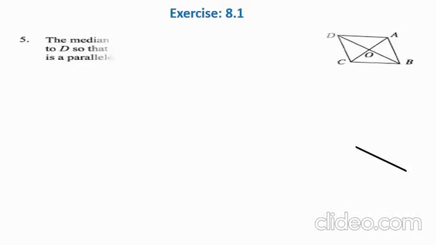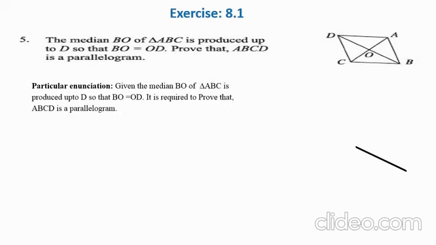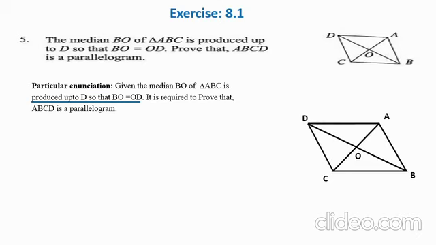Now in exercise 8.1, we first solve the theorem question number 5. In the particular enunciation, it is given BO is the median of triangle ABC and we produce it up to D so that BO equals OD, and we get a quadrilateral ABCD. It is required to prove this is a parallelogram.